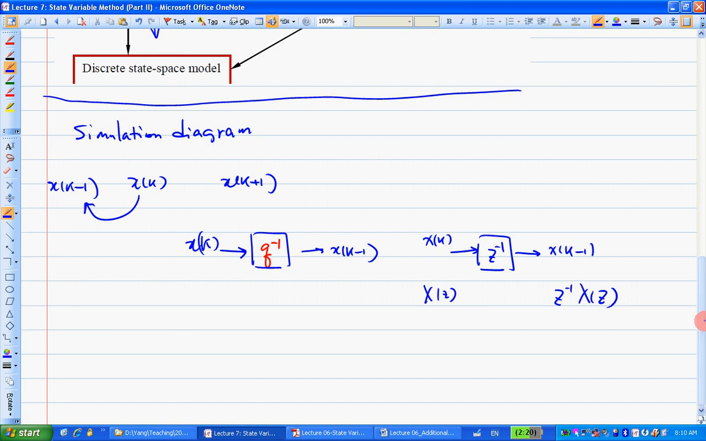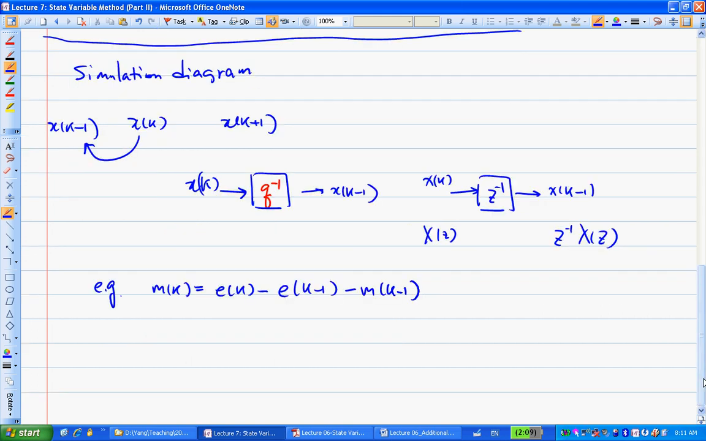So how do I build up a simulation diagram? It's kind of easy. Let's say I have a difference equation. For example, m of k equals e of k minus e of k minus 1 minus m of k minus 1.